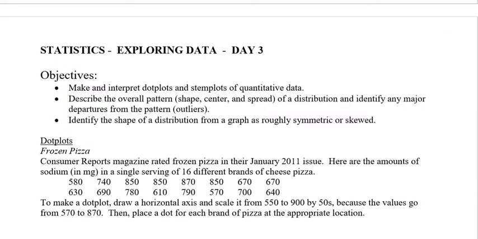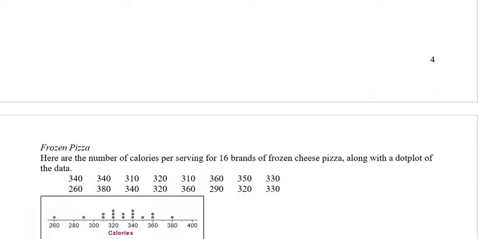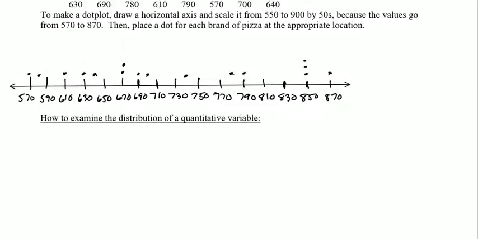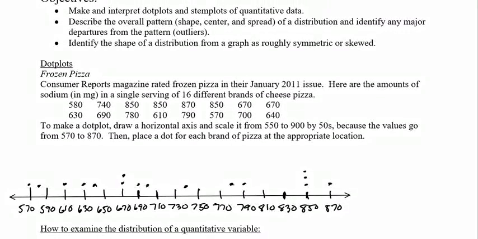It looks like this. You can see 580, we have a dot at 580, 740, a dot at 740 right there. 850, there's three 850s. Okay. This is simply what a dot plot looks like. It's a number line, and you put dots at each appropriate location. Okay, so that's when we make a dot plot.